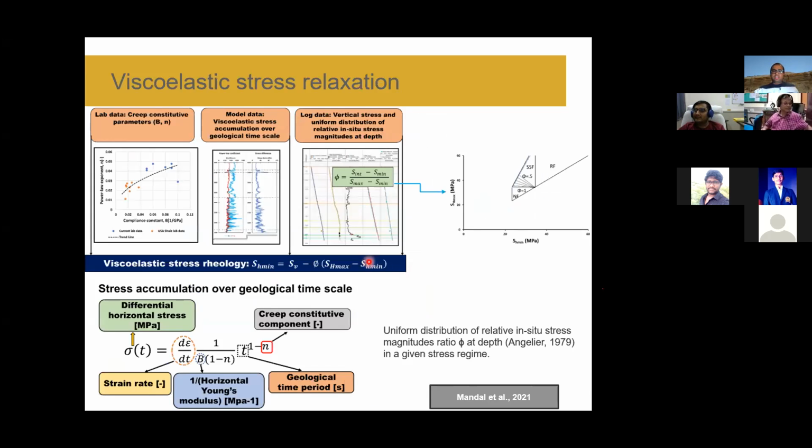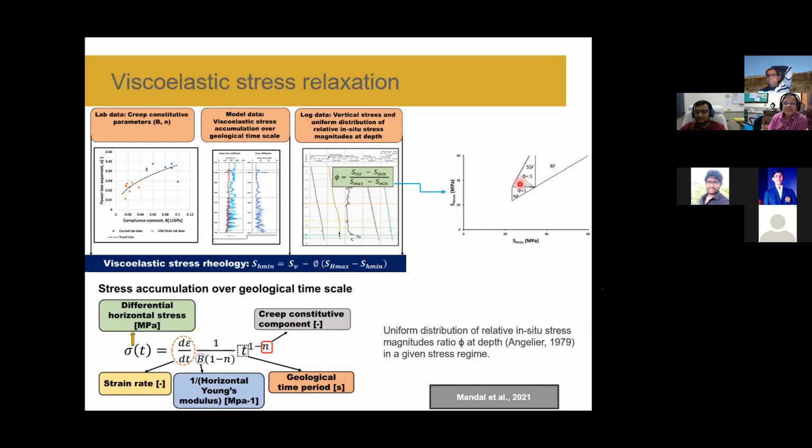So in this scenario, the assumption, as I mentioned here, is basically vertical stress, this differential stress from this equation, and this component phi, which is the ratio of the three stress components. If you have measured data in the subsurface, you know the vertical stress, minimum stress, and maximum stress. So in a given layer, you can calculate phi. The only assumption you need to make here is a uniform distribution of relative in situ stress.